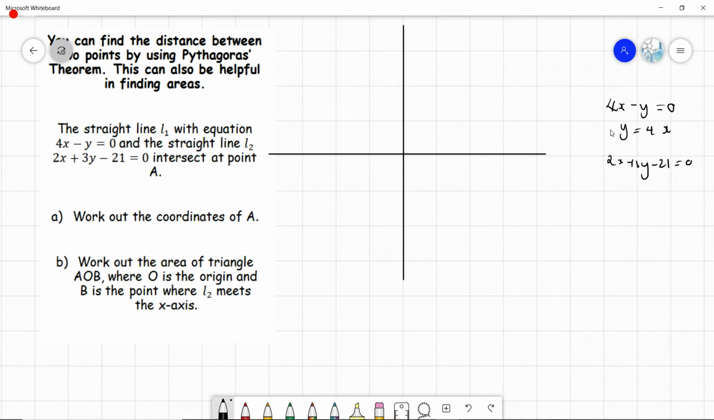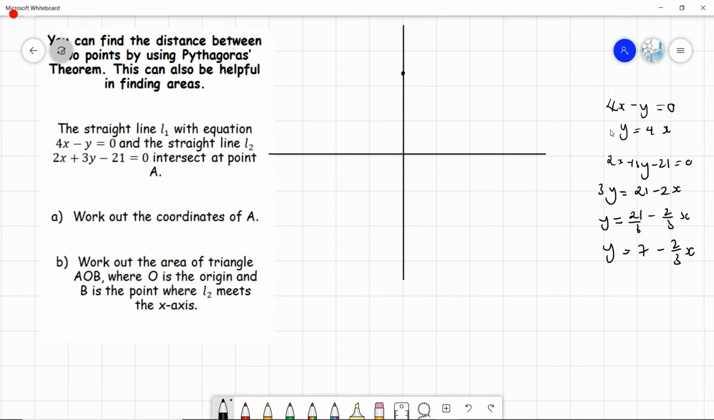So we're going to rearrange this so that y is the subject of the formula. It will be 3y equals 21 minus 2x, therefore y equals 21 divided by 3 minus 2 divided by 3x, which simplifies to y equals 7 minus 2 over 3x. So thinking about the following points, if we say that this is 10, 5 would be about here, 7 would be about here.